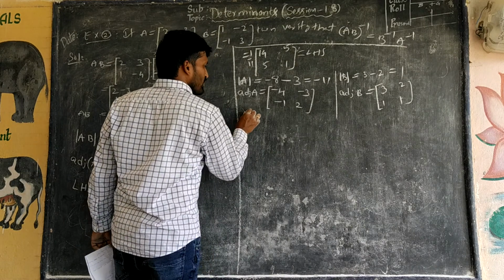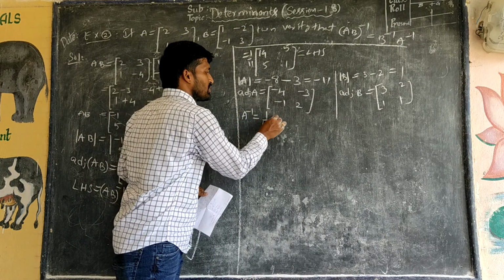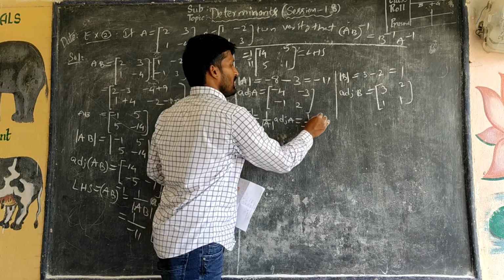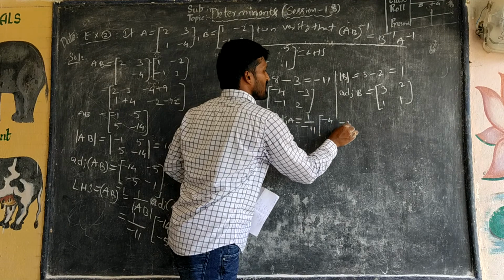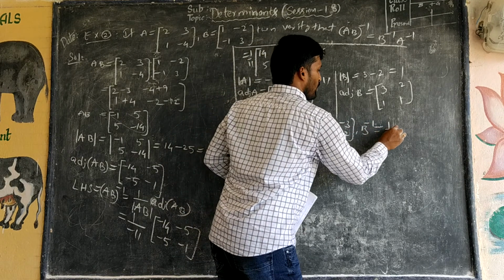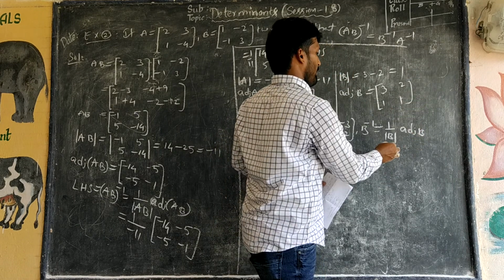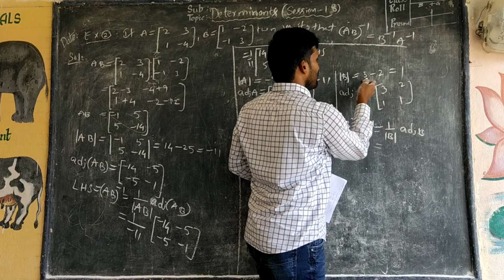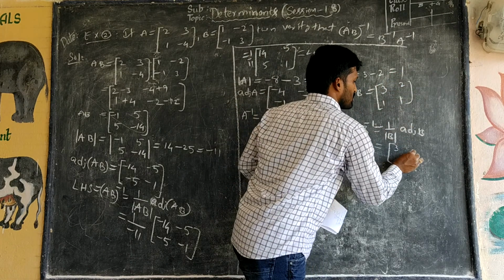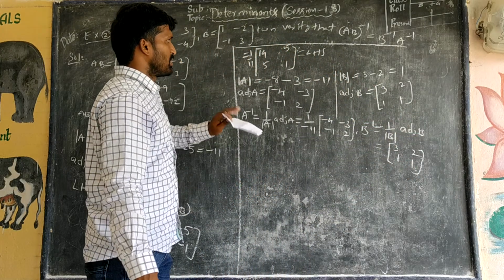Here I am writing A inverse. What is the A inverse formula? 1 by det A into adjoint A. So 1 by det A is minus 11, into the adjoint A matrix: minus 4, minus 3, minus 1, 2. Next I am writing B inverse. What is the formula? 1 by det B into adjoint B. Det B is clearly 1. So 1 by 1, 1 only. The adjoint we got: 3, 2, 1, 1. Now we have A inverse and B inverse.